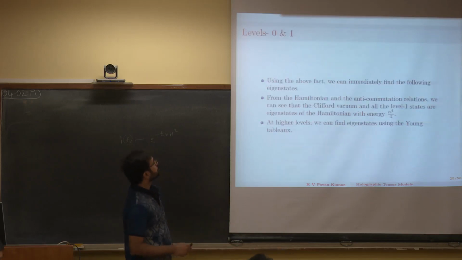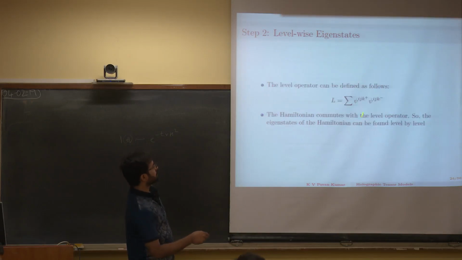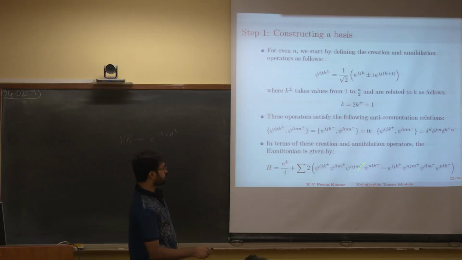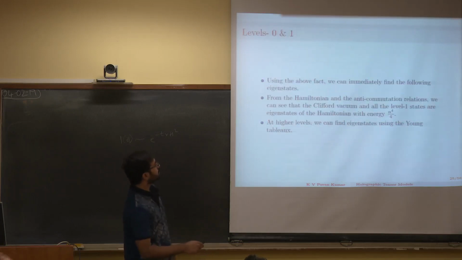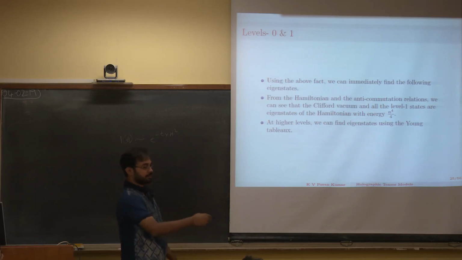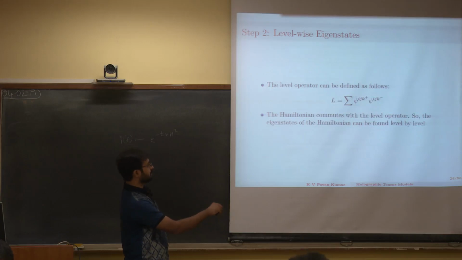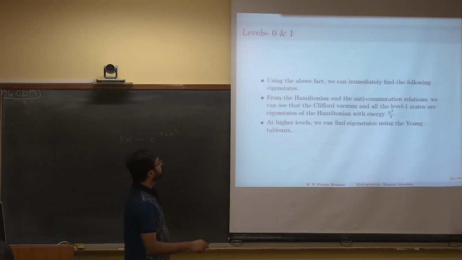Yeah. So once we know this fact that the Hamiltonian commutes with the level operator, and if you see the form, there are two minuses here. So the Clifford vacuum by itself is an eigenstate, and all the level 1 states are eigenstates of the Hamiltonian, because the Hamiltonian just annihilates them, and the constant part just remains. So we have found some eigenstates already just by using this fact and the form of the Hamiltonian.